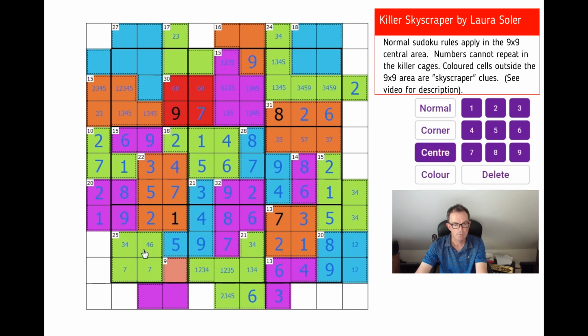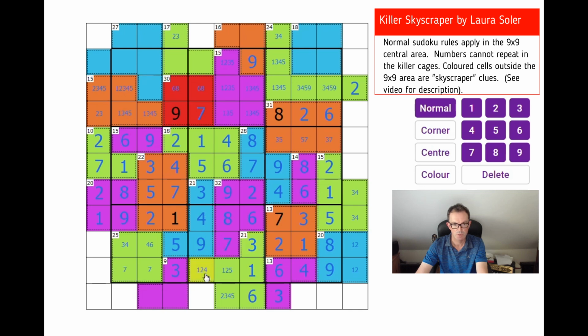Yeah, we can get the value of this cell. We've got 25 plus 10 is 35 plus 7 is 42. This has to be a 3. That looks like it's working, doesn't it? So that gives us... we've got a 4 here as well, which I missed. Sorry about that.